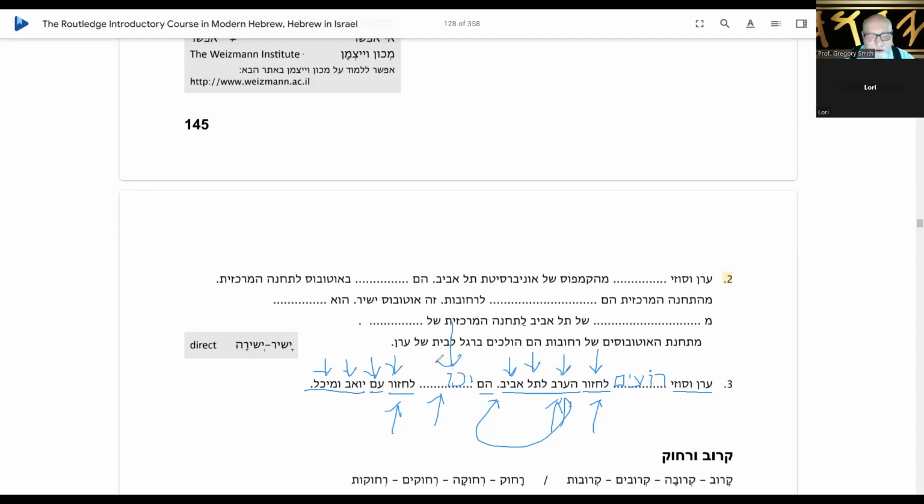We got a lamed. Okay, so hem yokalim, they can lehatsur return im with Yoav umikal, with Joab and Mikal. Mikal is like one of David's wives. She was his first wife. So they have a lot of biblical names in Hebrew. I recognize that from the Book of Kings. I don't know if I would ever name my daughter Mikal or not. It's got kind of a bad rep, but anyway. It'd be kind of like naming a daughter Jezebel. It's really a bad rep there, you know.